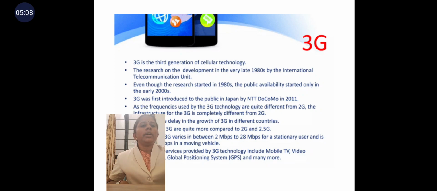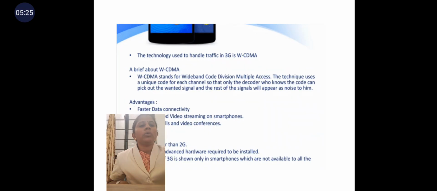So 2 megabits per second is used for stationary, and 28 megabits per second is used for moving objects. The standard we are using here, the technology, includes mobile TV, video conferencing, global positioning system, and many more. And the technology used for this 3G is wideband CDMA, that is wideband code division multiple access.